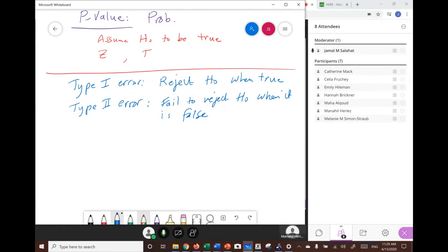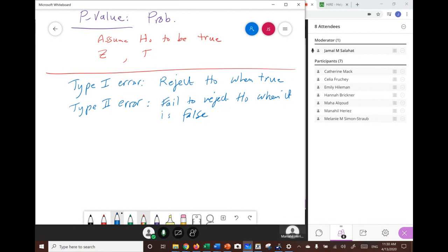Now, the first type, which is a type 1 error, is when somebody does not have the virus and we tell them they have the virus. That is a type 1 error. A type 2 error is when somebody has the virus and we tell them they do not have the virus. That's called a type 2 error.